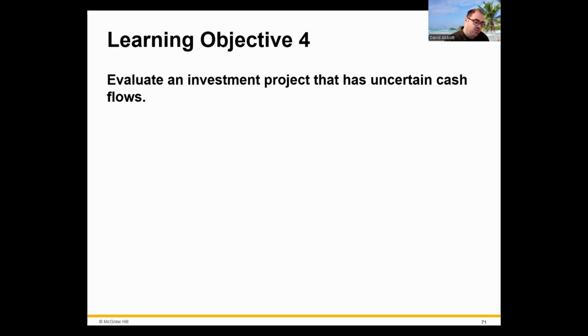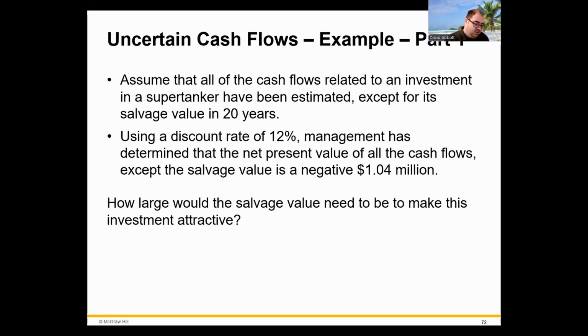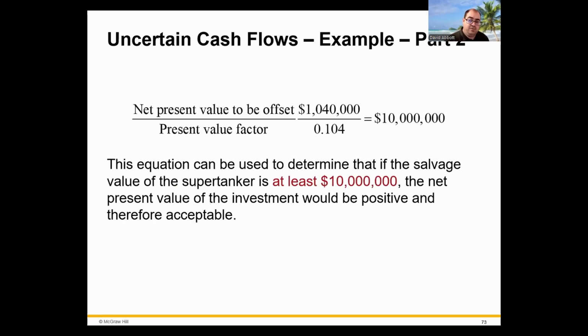All right, learning objective 4 is to evaluate an investment project that has uncertain cash flows. So, handling the complications of uncertain cash flows. For example, assume that all of the cash flows related to an investment in a super tanker have been estimated except for what its salvage value is going to be in 20 years. If we are using a discount rate of 12%, management has determined that the net present value of all of the cash flows, except the salvage value, is negative 1.04 million. So how large would the salvage value need to be in order to make this investment attractive?